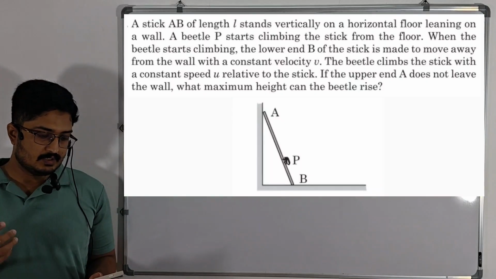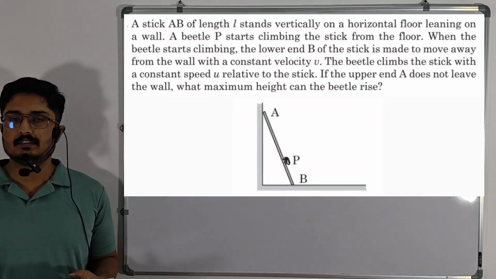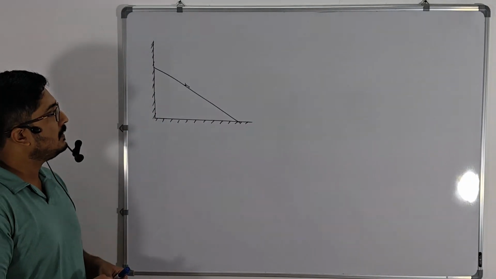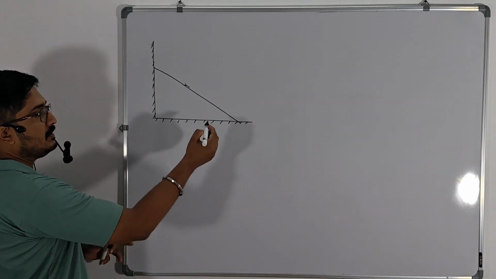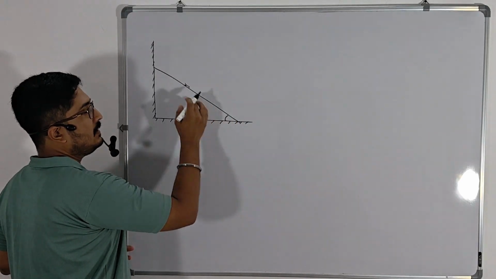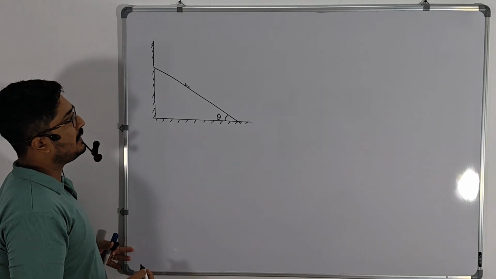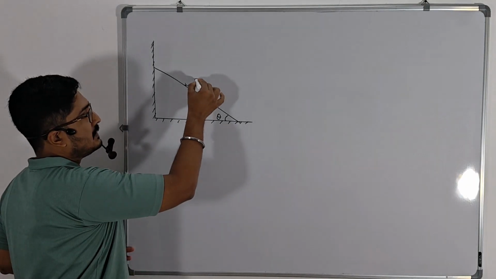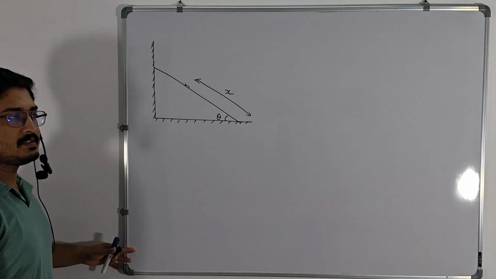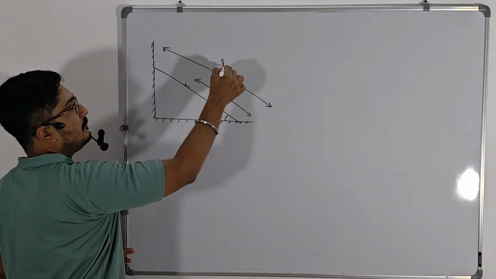If the upper end A does not leave contact with the wall, then what is the maximum height that the beetle can rise? Okay. So I have already drawn one diagram regarding the same here. At some random time, the beetle, which started from here earlier, has reached, let us say, here. At this moment, the angle that the stick makes with the horizontal, let us say it is theta, and let us say the beetle has covered some distance, let's call this distance x. The total length of my stick is L.